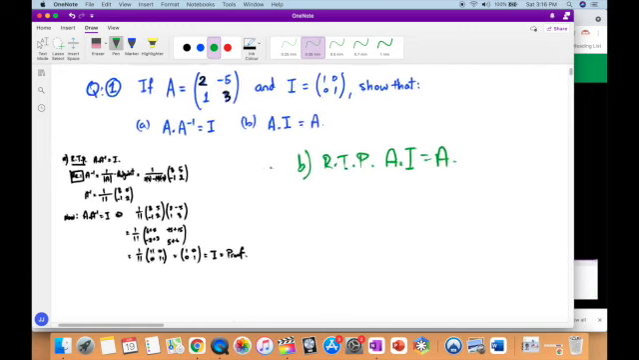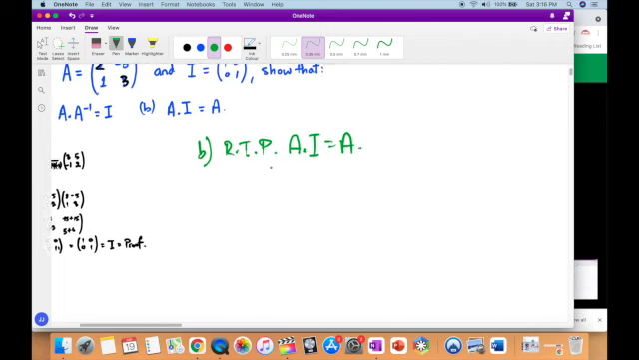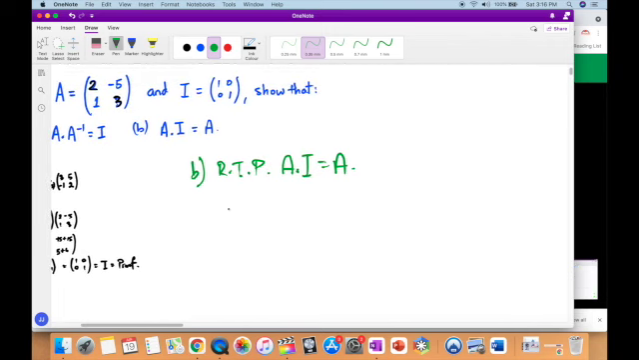So let's go with A being 2, negative 5, 1, 3. Multiply by 1, 0, 0, 1. This is pretty easy. We have 2 times 1 is 2. Negative 5 times 0 is 0. 2 times 0 is 0. Negative 5 times 1 is negative 5. 1 times 1 is 1.